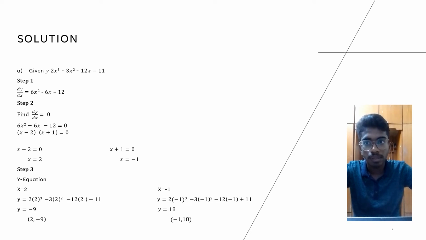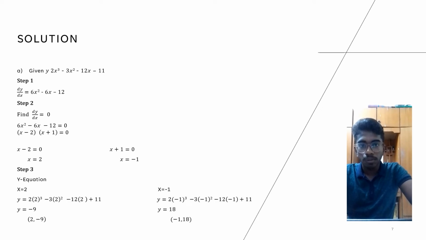So let's start with the stationary point with x coordinate x equals 2. The y coordinate will be y equals 2 times 2 cubed minus 3 times 2 squared minus 12 times 2 plus 11. Y equals negative 9. So the first coordinate is (2, negative 9).